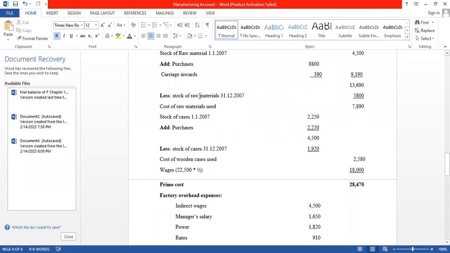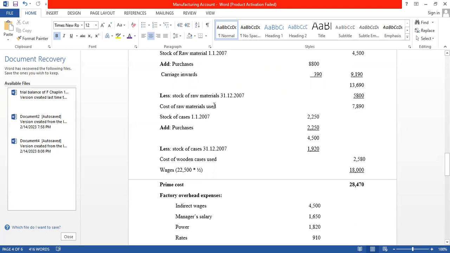The next thing we're going to do, according to the format of the manufacturing account, is that we're going to less stock of raw materials. Less means to subtract. So they're asking us to take away the stock of raw materials that we had left on the 31st of December. Just now, we worked with the 1st of January. Now we're going to the ending of the year, which is the 31st of December, 2007. And we're going to subtract that stock of raw materials.